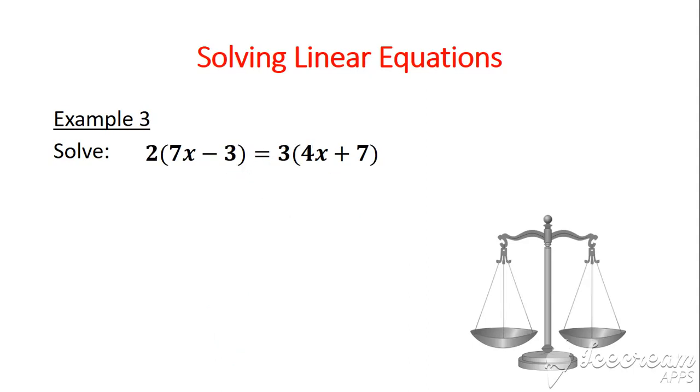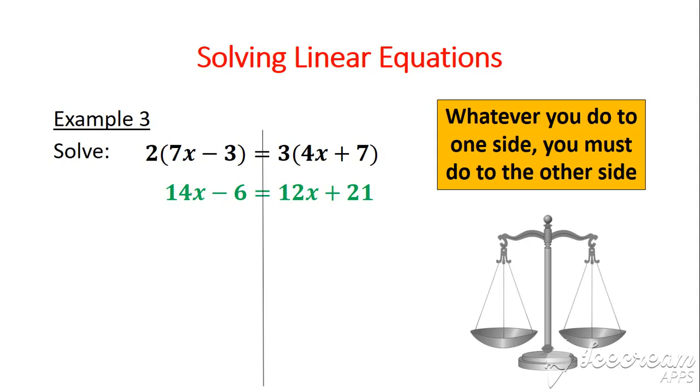All right, example 3. We're going to solve 2 bracket 7x take 3 close bracket is equal to 3 bracket 4x plus 7 close bracket. So to do this one, we're going to expand the left-hand side to get 14x minus 6, and expand out the brackets on the right-hand side to get 12x plus 21. Now you may notice this is exactly the same as example 2. So now we're going to follow the strategy we used in example 2. I'm not going to show you the working. You can pause the video now if you want and finish it to get an answer of x is equal to 13.5.